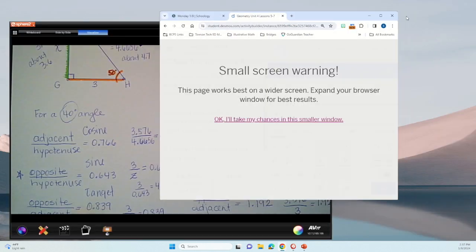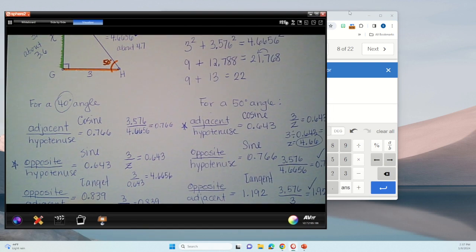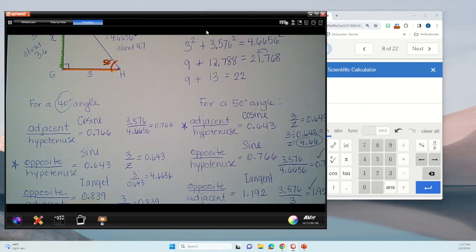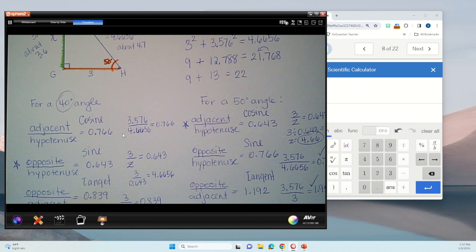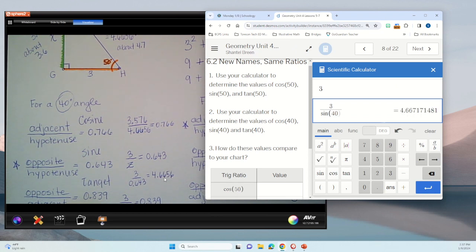Actually, here, I'm going to make this a little bit smaller. Hold on. Okay, so I can split screen here. Okay, all I have to do is take 3 and divide it by the button sine of 40. Okay, watch. 3 divided by sine of 40. And it's going to give us 4.6656. So now I know that that's the measurement of the hypotenuse.